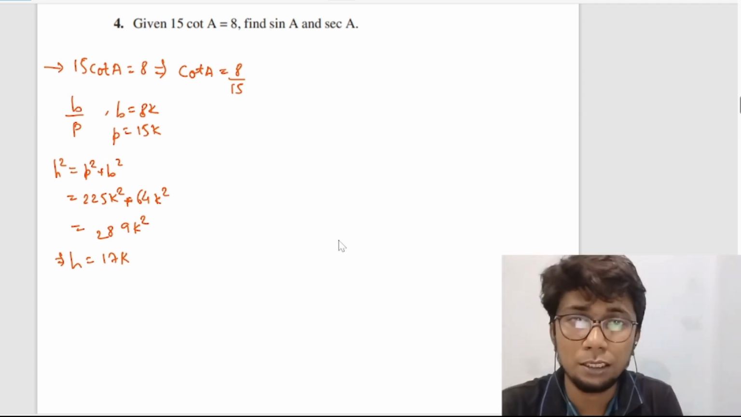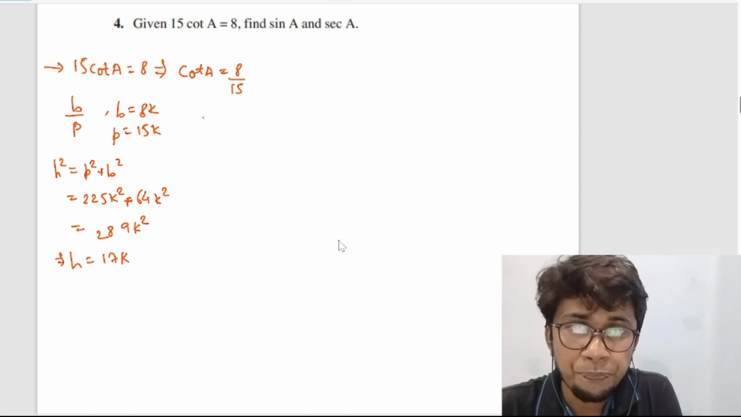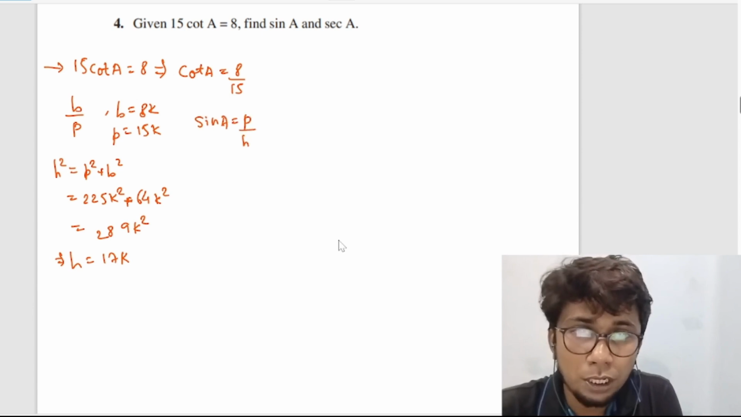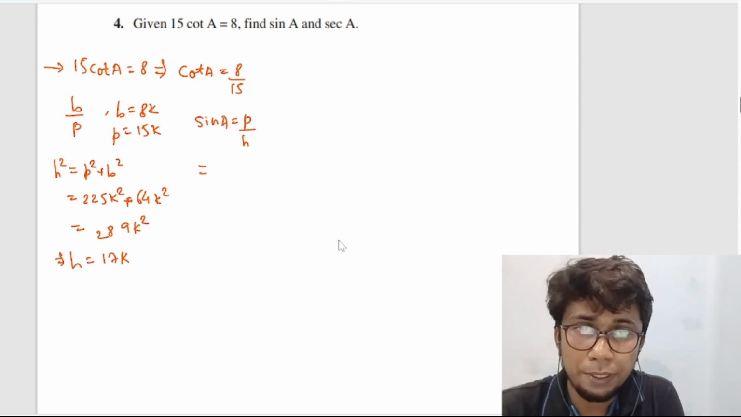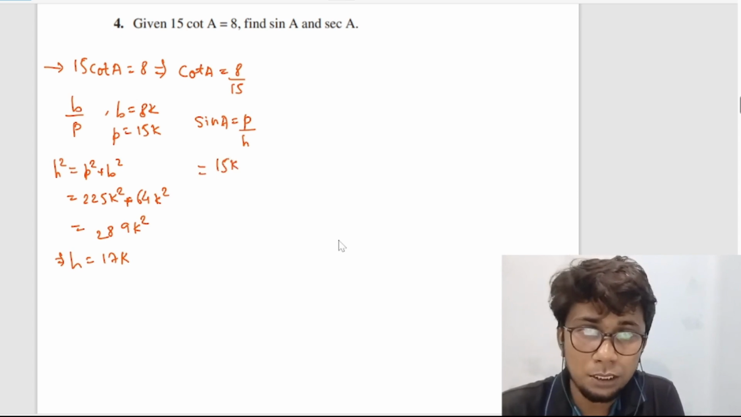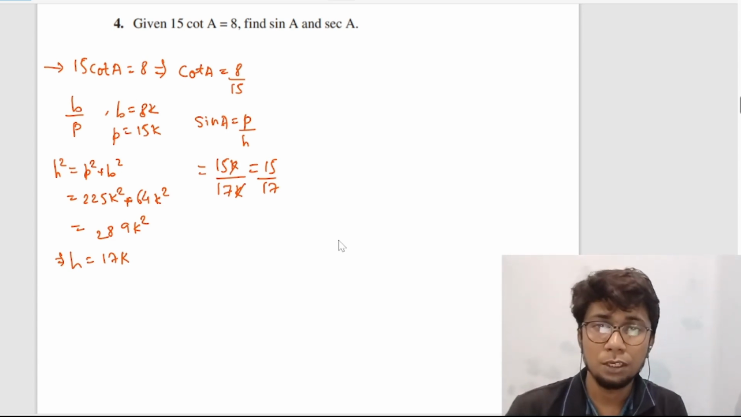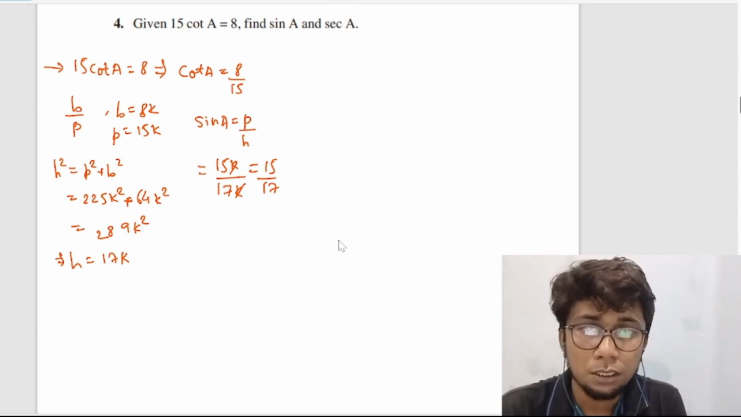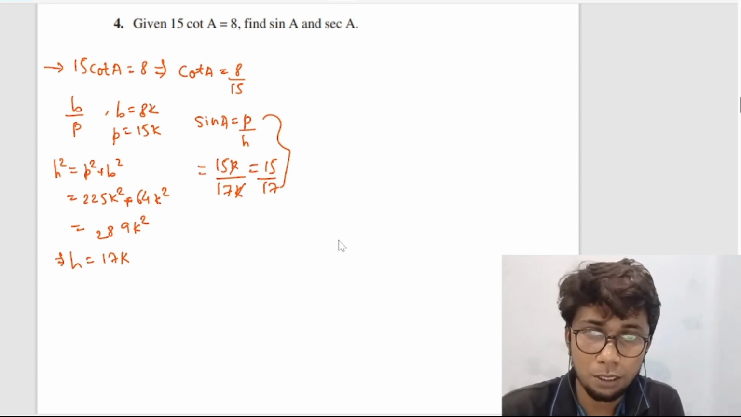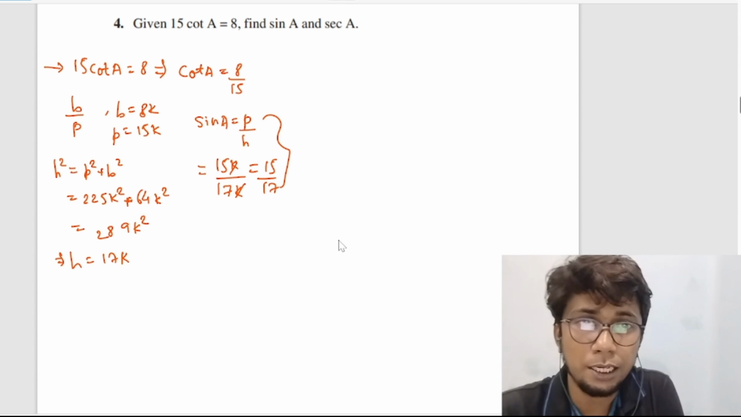Alright, and we had to calculate sine A and sec A. What is sine A? Sine A is simply perpendicular upon hypotenuse. Perpendicular is 15k, that is given. And hypotenuse we calculated 17k. So this will give you 15 over 17. Alright, now what is left? Now we have to calculate sec A, right? Sec A.